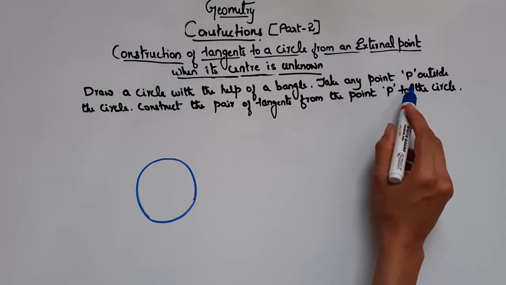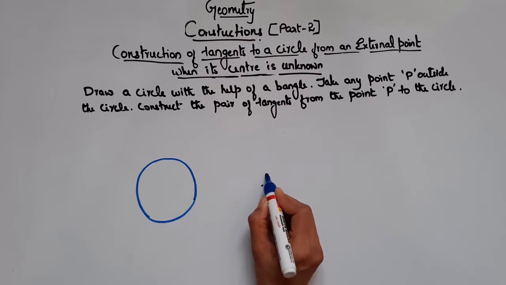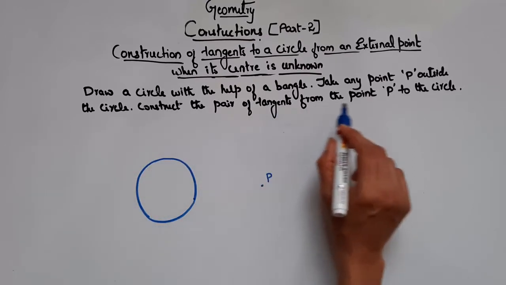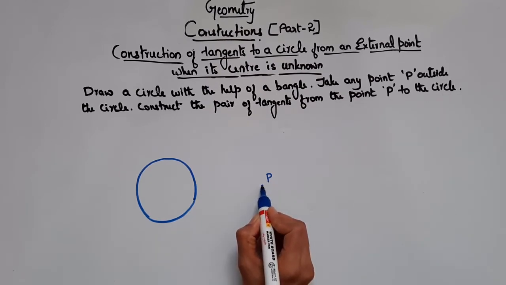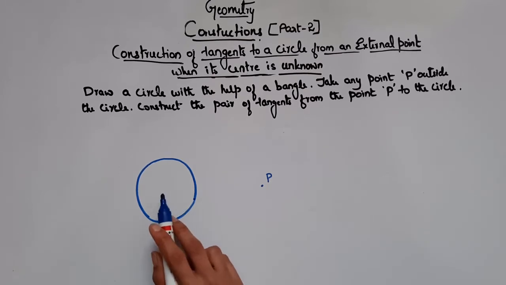Take any point P outside the circle. Let's take any point P. Let's say this point as P outside the circle. Construct the pair of tangents from the point P to the circle. So now we have to construct two tangents from this point to this circle. So here, first step is to find the center of the circle. So now how to find the center of the circle?